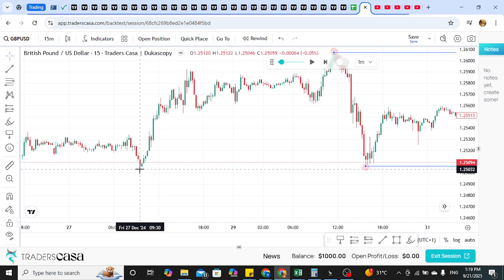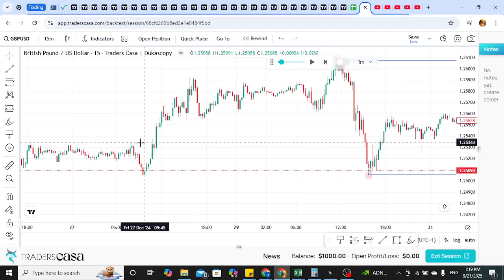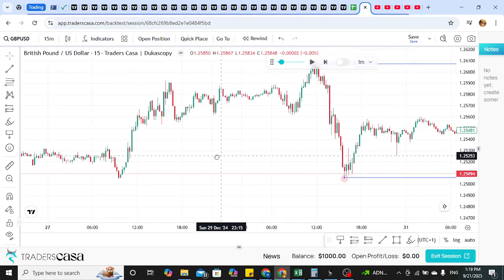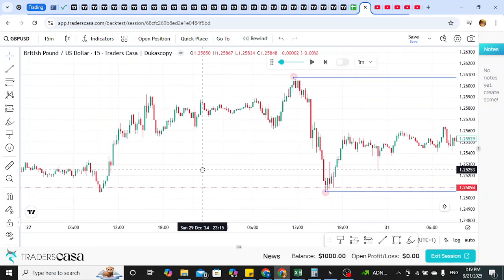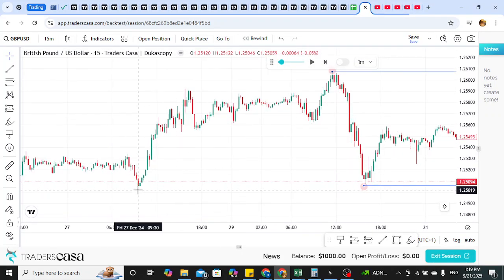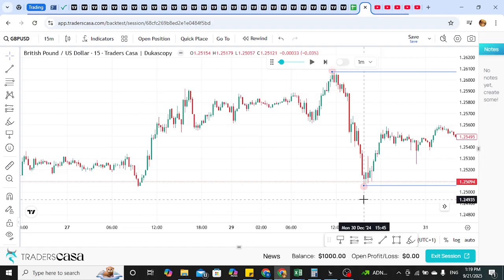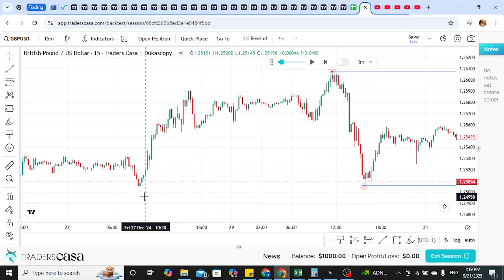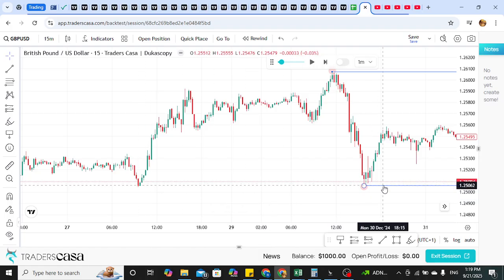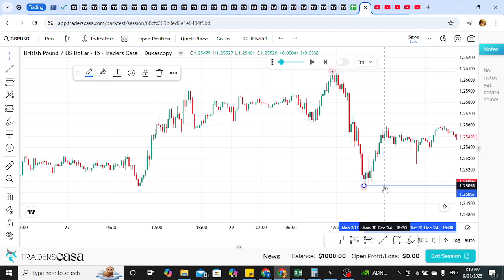Was it broken? What is the low of this? Because if this was a break of structure, this low will remain. So this low is 25046 and this is 05. So this was not broken really. So the low really is this one. Okay, Control Z.